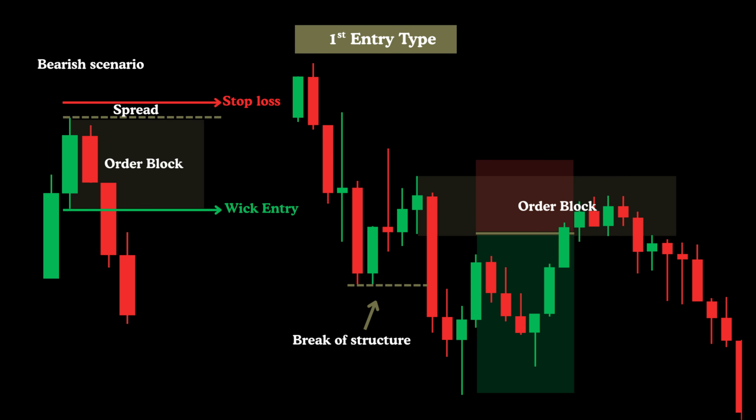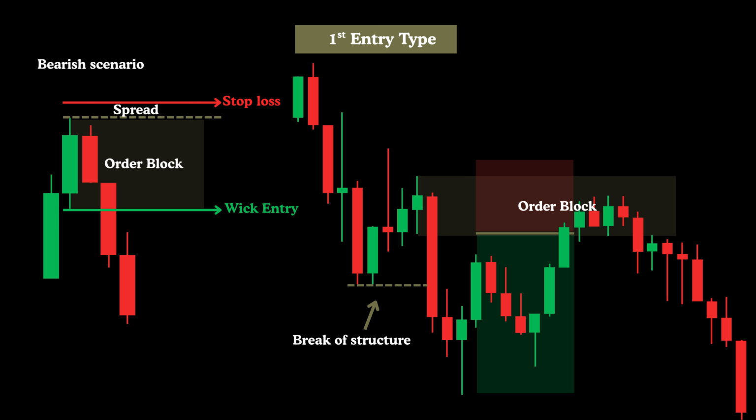4 primary order block entry types. When executing trades using order blocks, there are 4 core entry methods. Each method carries its own risk-reward characteristics and should be selected based on current market conditions, volatility, session timing, and trader preference.